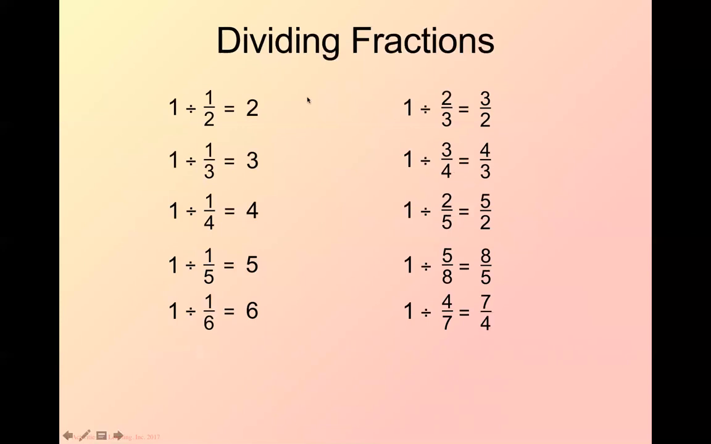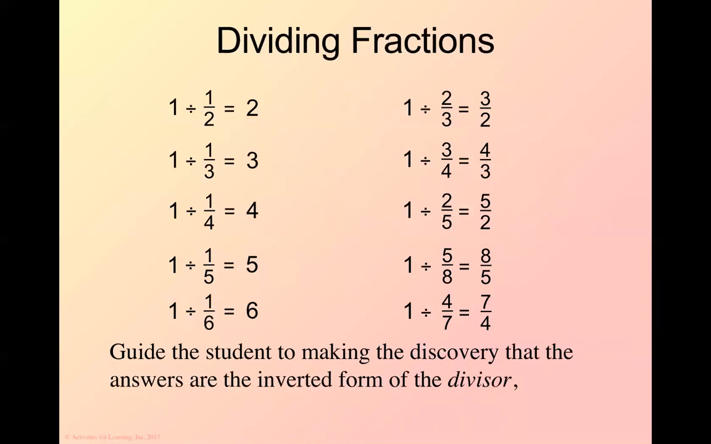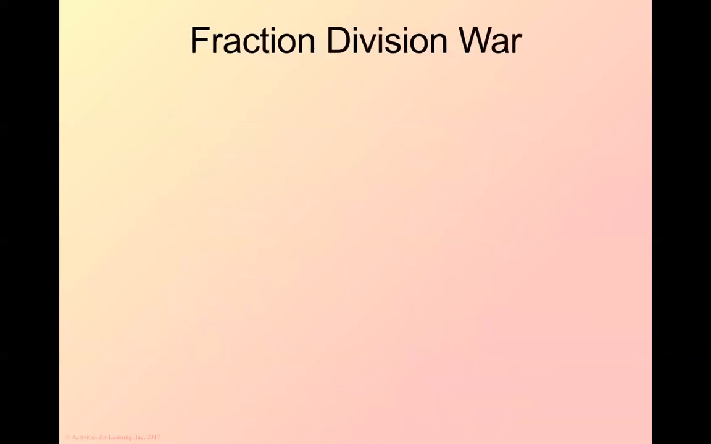Now, of course, the same thing is happening over here. When I said 1 divided by 1/2, I could put a 1 under there and say it's 2 1s or 3 1s, but that's kind of redundant. Why do we need to do that? So we've got reciprocals happening. Guide the child to making the discovery that the answers are the inverted form of the divisors, which is the number by which a number is to be divided. So the inverted form of 2/3 is 3/2, of 3/4 is 4/3. That's not so bad. This is why this works.